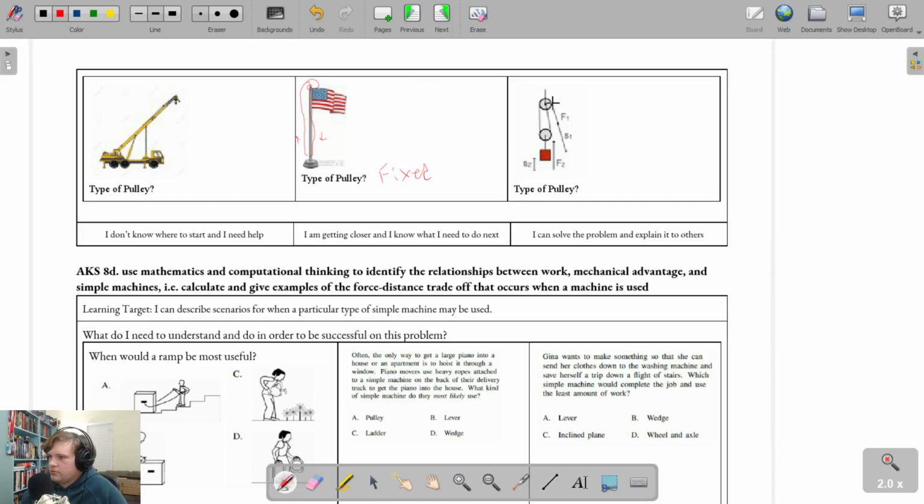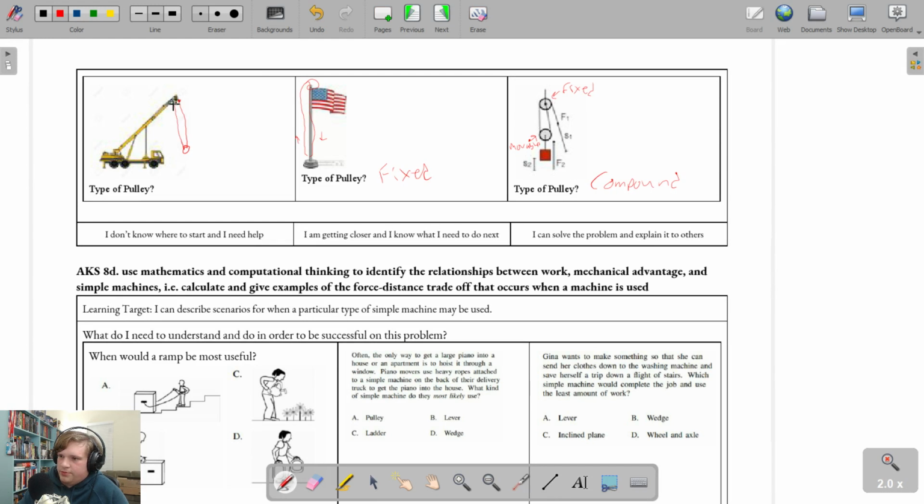Now, over here, we have a fixed pulley. But this pulley right here moves. That's a movable. If we have 2 of them, then it must be a compound pulley. Here we have our rope attached to here. It goes down. We have a pulley here.